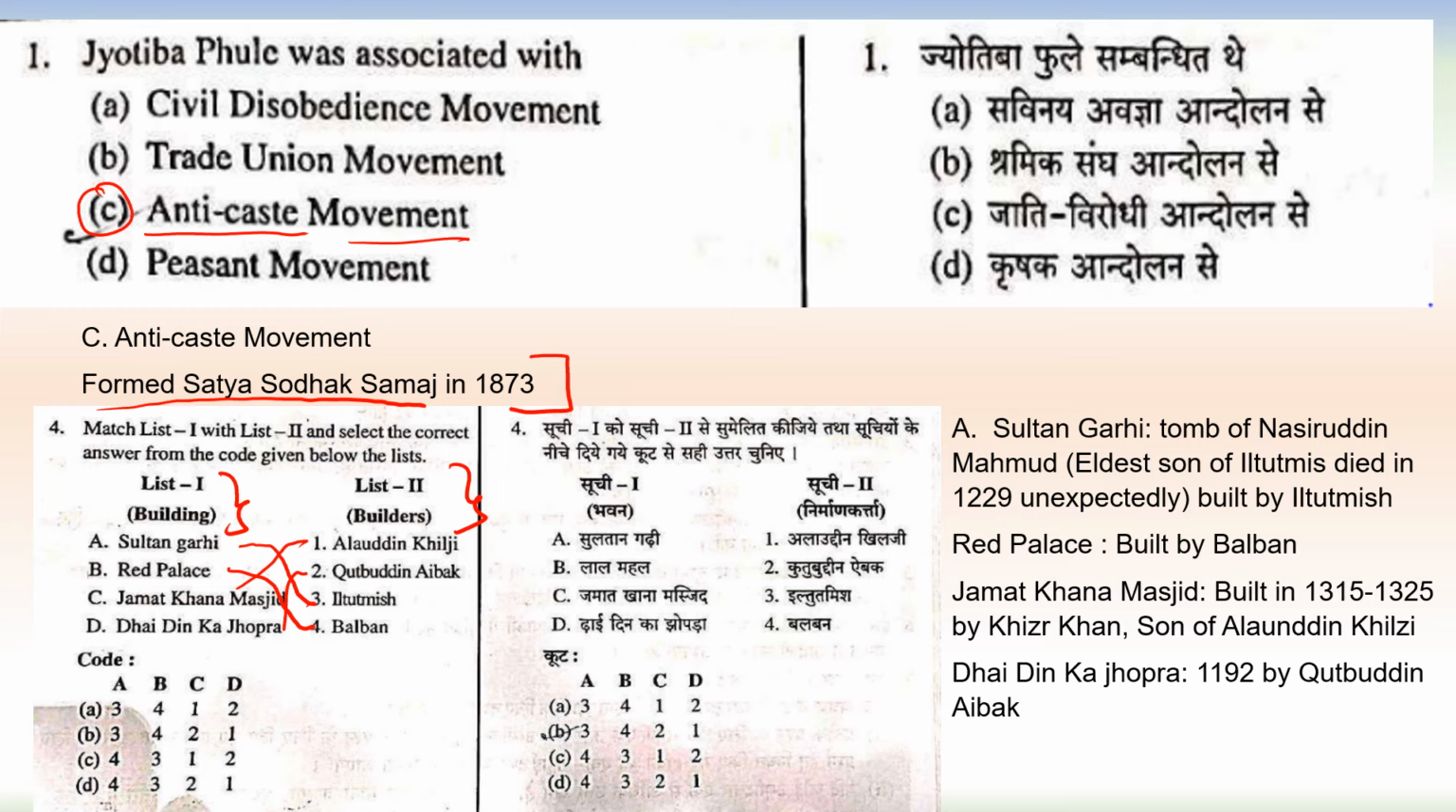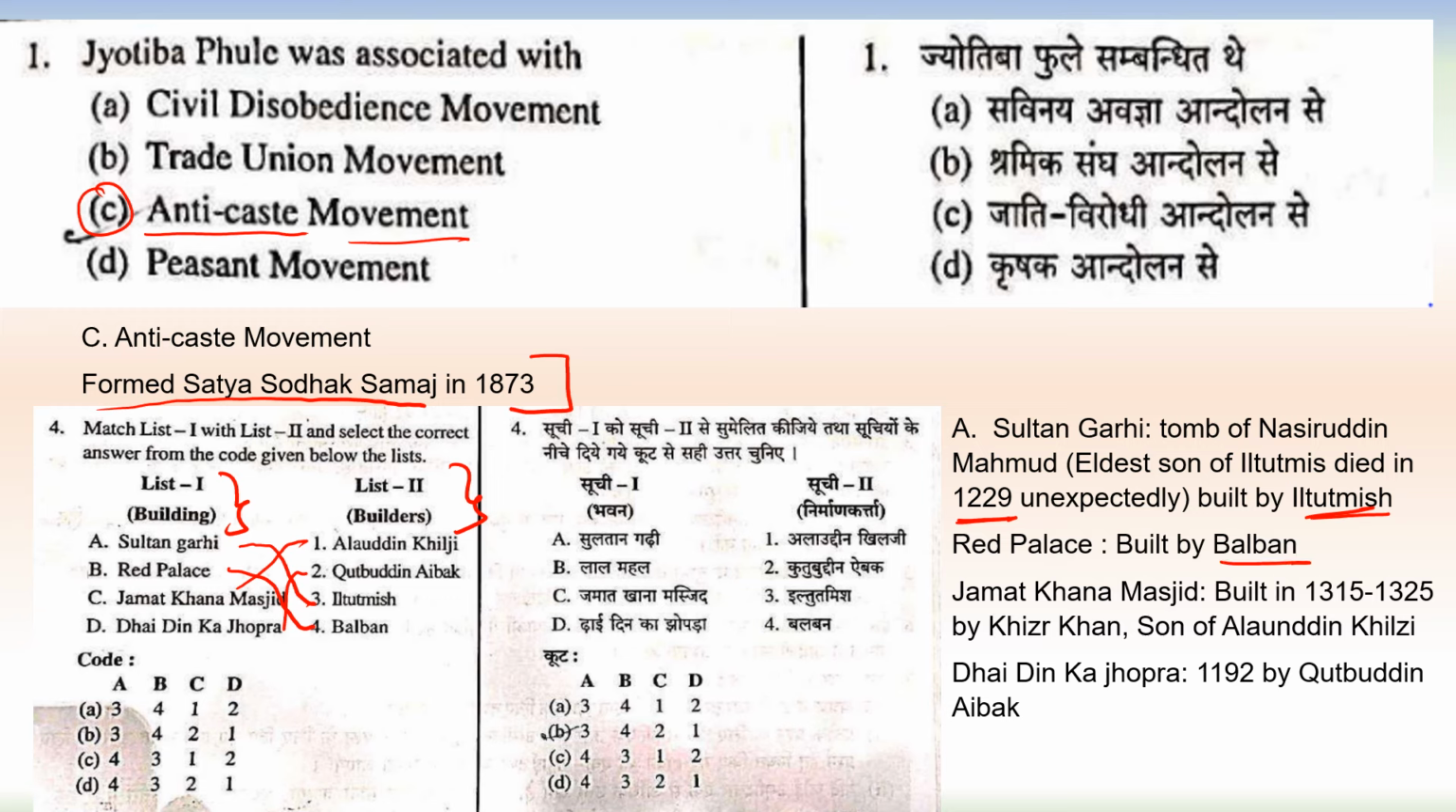Now here Sultangadi is a tomb of Nasruddin Mahmud. And who was Nasruddin Mahmud? He was the eldest son of Iltutmish, and he died in 1229. He died in 1229, and his tomb was built by Iltutmish. Red Palace was built by Balban.